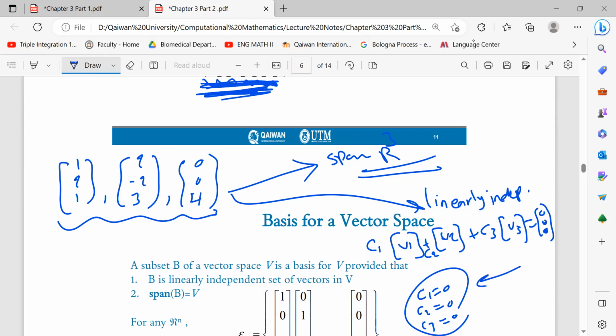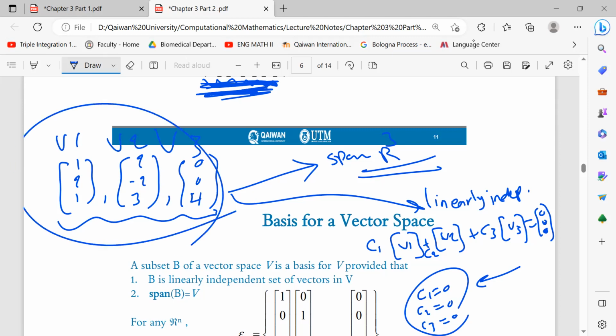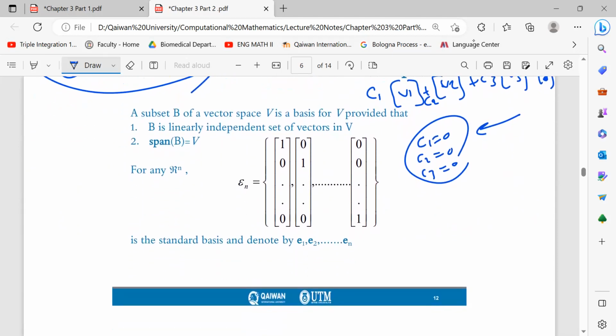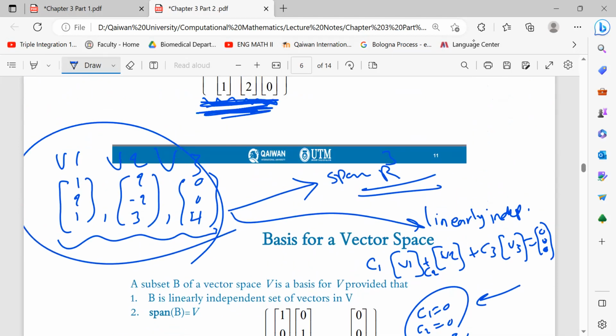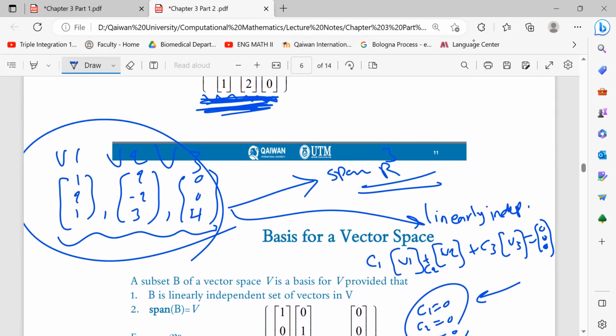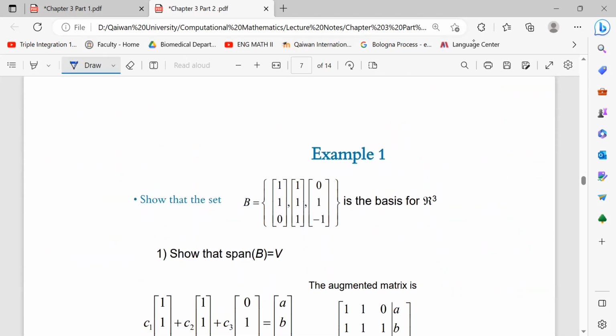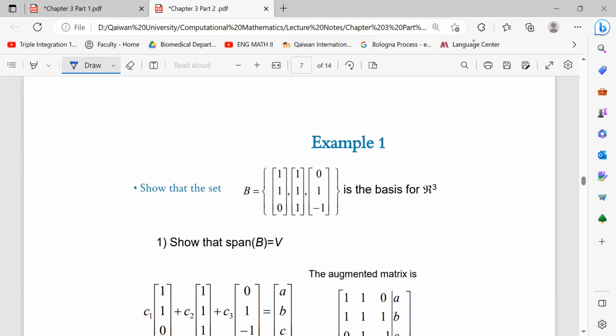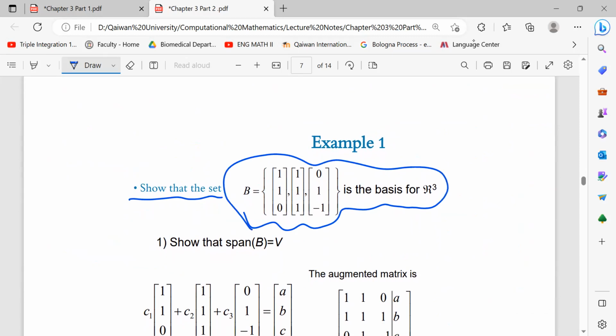So in this case, if this is V1, this is V2, this is V3, we say these 3 vectors are linearly independent. So these 3 vectors must satisfy these 2 conditions. Then we say these 3 vectors are a basis for R3. Look at this example. Here, it says show that this set is the basis for R3.